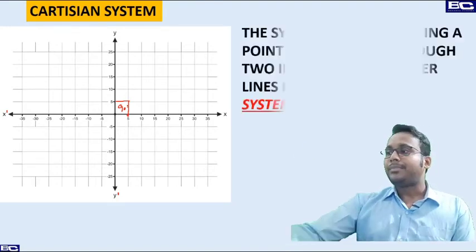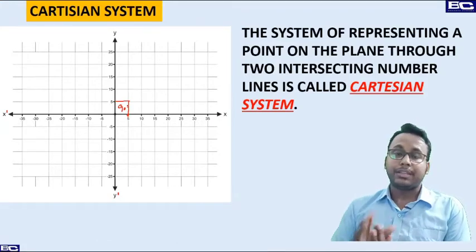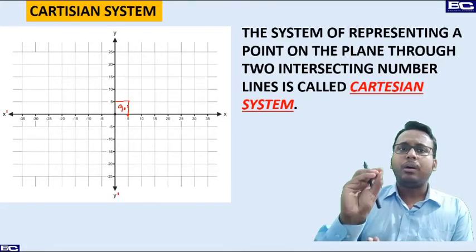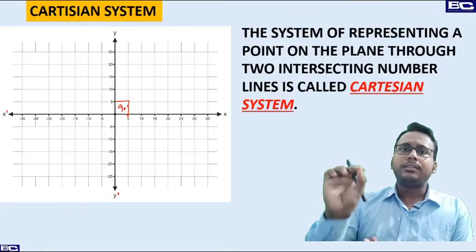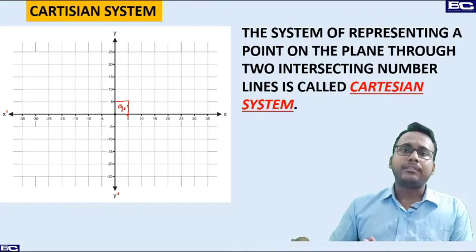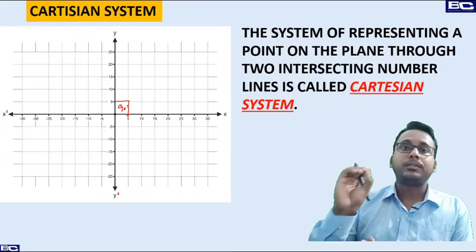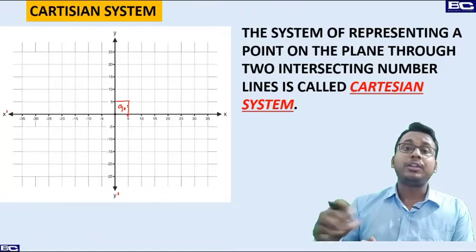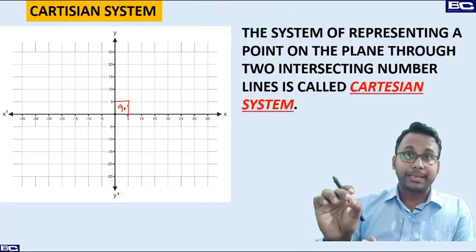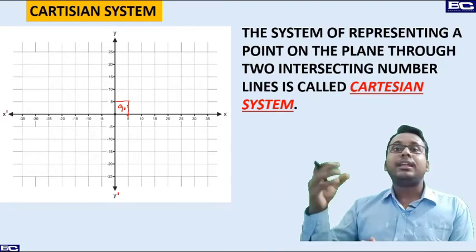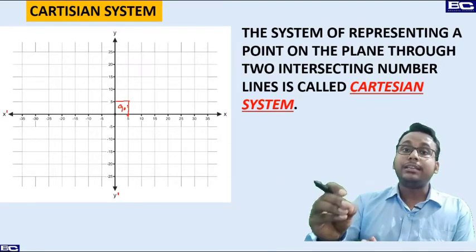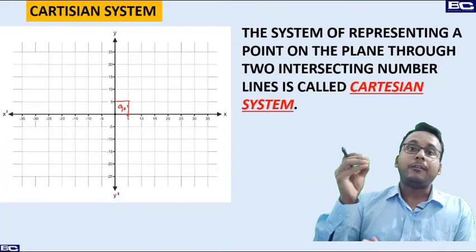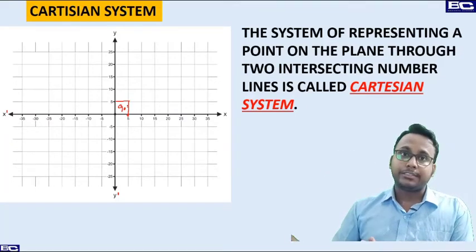So let's see what a Cartesian system actually is. Remember one thing, you already know that every plane, whatever example you take, is made up of points. If you want to represent a point in a plane, you do so through its positive and negative, or vertical and horizontal, number lines.